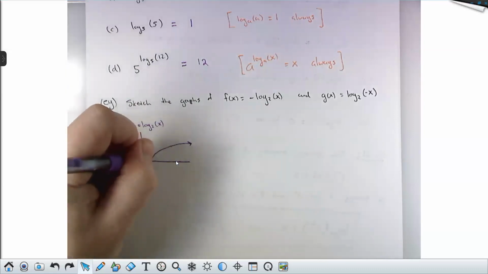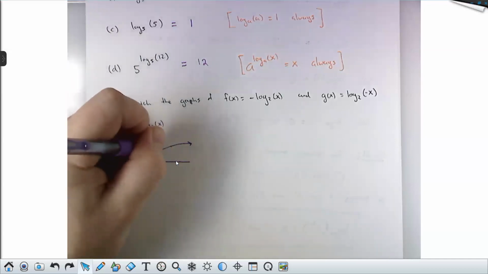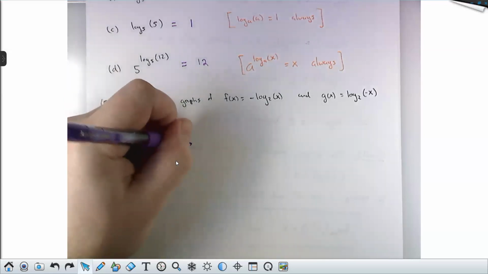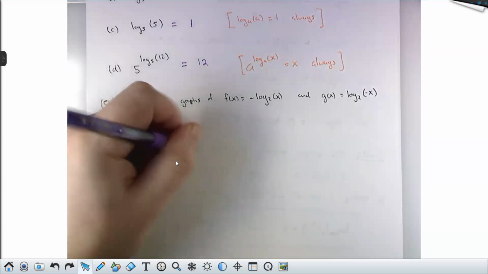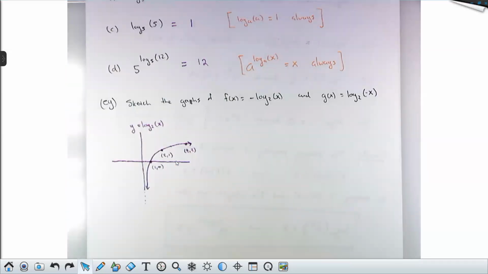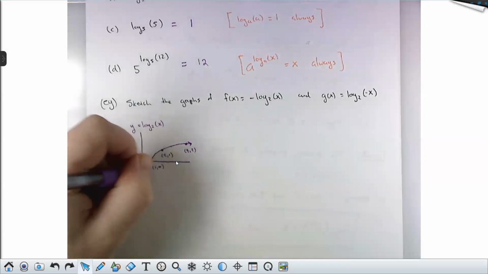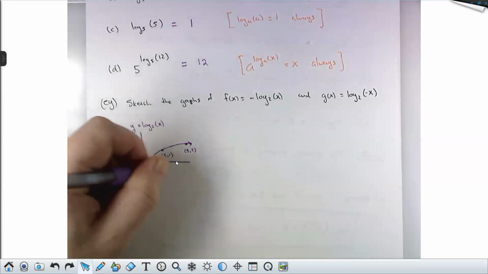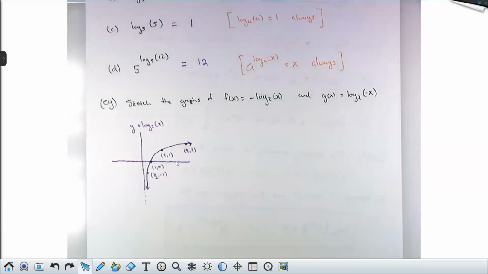So if this is the base 2 log of x, then this is 1, 0. This is 2, 1. And over here would be 4, 2. And down here would be 1/2 comma -1. Here's our regular base 2 logarithm of x. This is what that graph looks like. This is what pretty much all log graphs look like. In that same way that all exponential graphs look the same, all log graphs look the same.